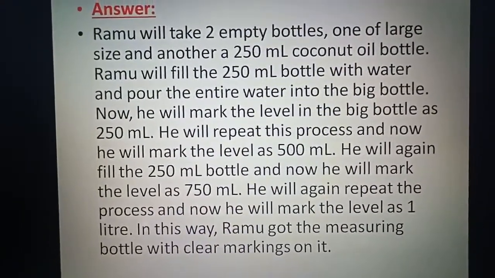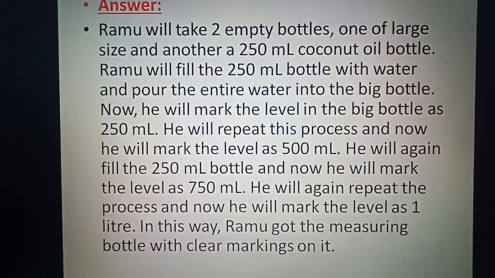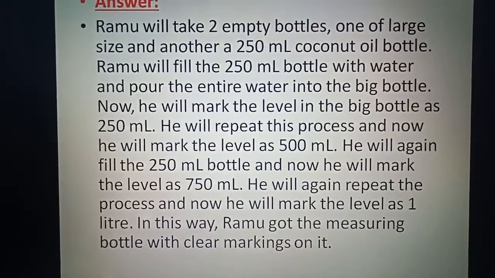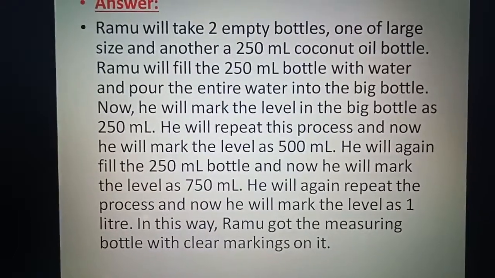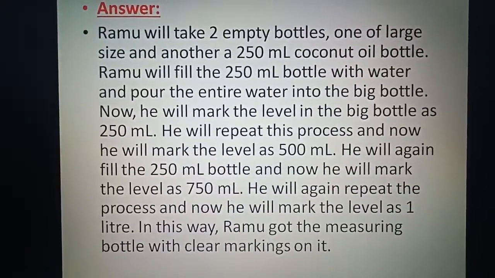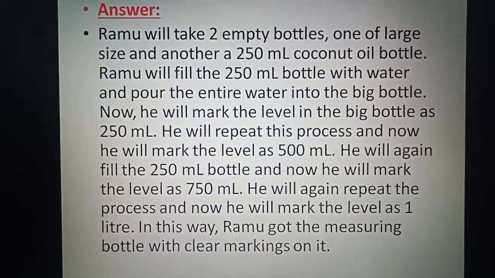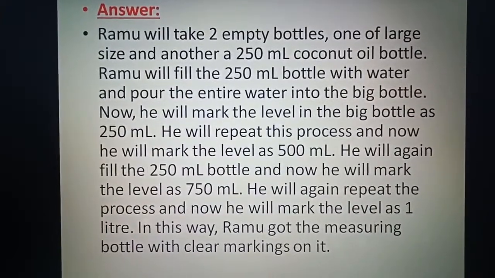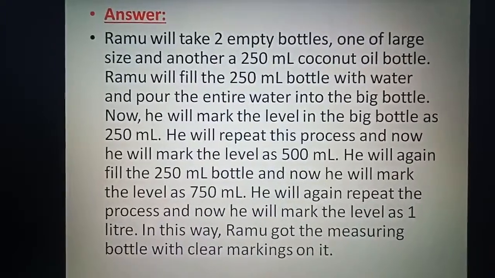Next, he will repeat this process and now he will mark the level as 500 milliliter. Again he will fill the water and pour 250 milliliter. 250 milliliter plus 250 milliliter equals 500 milliliter. So he will write there 500. Mark the level. Now he will again fill the 250 milliliter bottle and now he will mark the level as 750 milliliter. Similarly, he will again repeat the process and now he will mark the level as 1 liter. In this way, Ramu got the measuring bottle with clear markings on it.